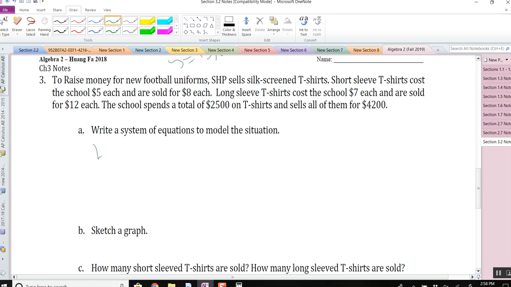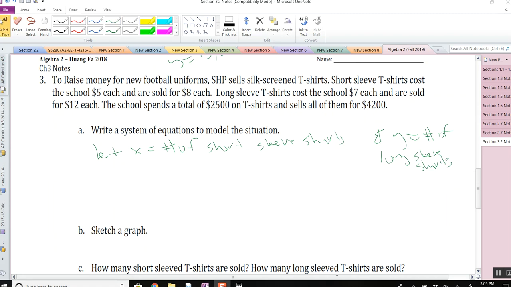So we'll let X be the number of short sleeve shirts, and Y be the number of long sleeve shirts. So, again, X equals number of short sleeve shirts, Y equals number of long sleeve shirts.